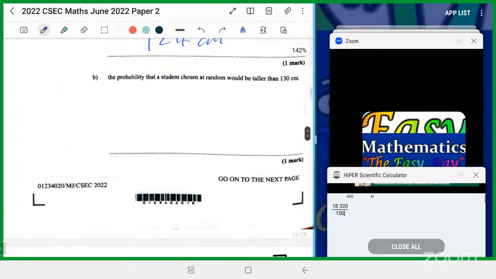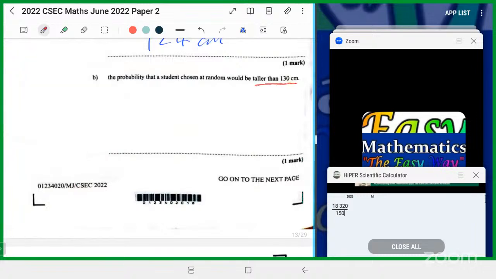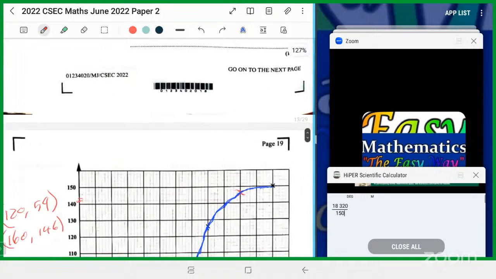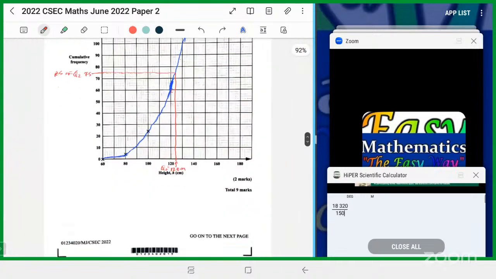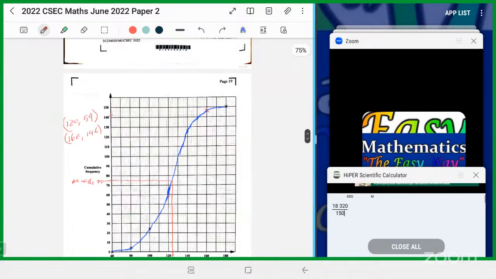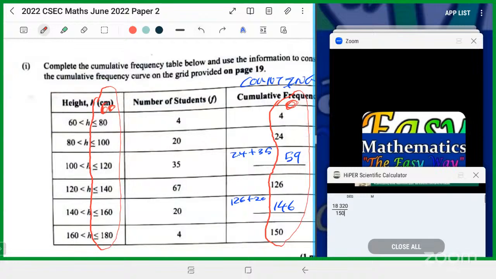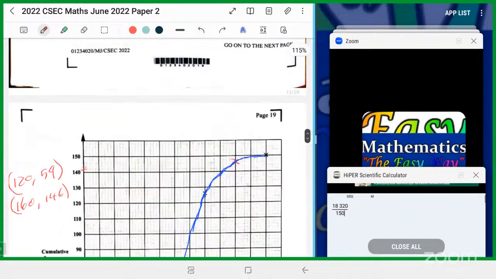The next one asks for the probability that a student chosen at random would be taller than 130 centimeters. So you need to first find how many students are taller than 130. But the graph is showing how many are less than or equal to 130. The rest of them will be taller than 130. So I'm going to find 130 on the graph first and see how many are less than. This is a less than or equal to height graph, right? Why? Because remember, we use these upper boundary values, which were on the less than or equal to side of that boundary.